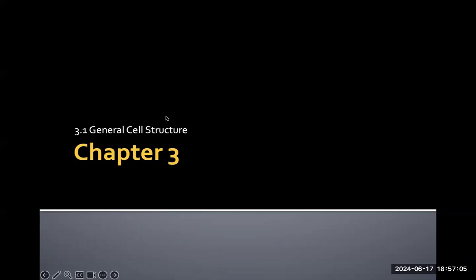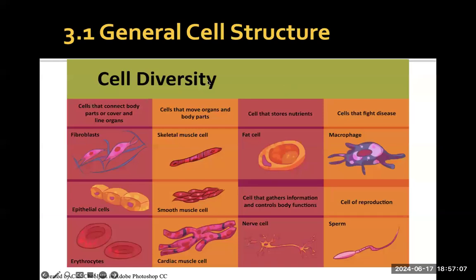So we're going to start off with general cell structure and the different types of cells that your body has inside of it. So we'll start off with this slide here, and this table shows us that there is cellular diversity all over your body.